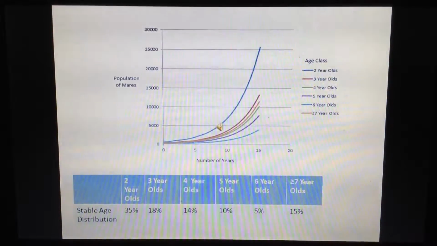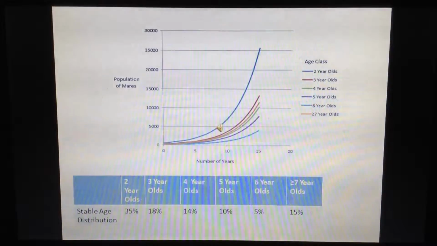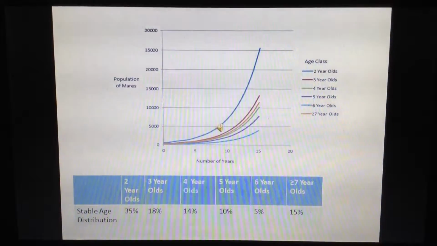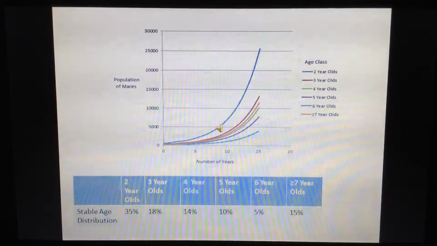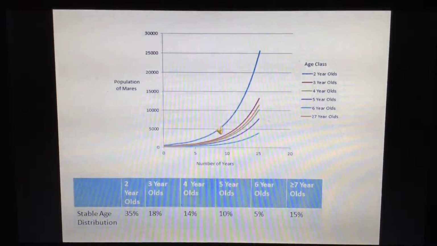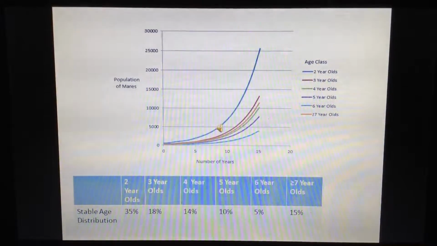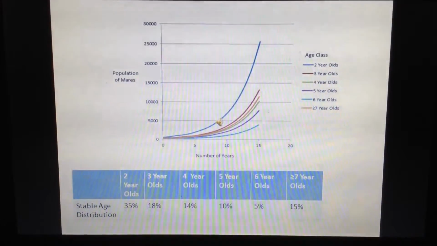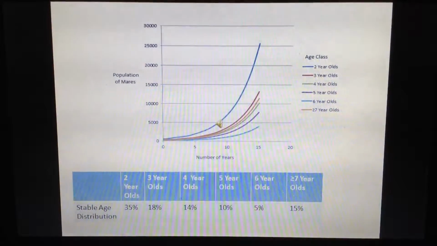By dividing this dominant eigenvector by the sum of the components within the eigenvector, the stable age distribution can be found. This shows that once the behaviour of the population growth reaches a steady state, approximately 35% of the population will be 2-year-olds, 18% will be 3-year-olds, 14% will be 4-year-olds, 10% will be 5-year-olds, 5% will be 6-year-olds, and 15% will be 7 years and over.